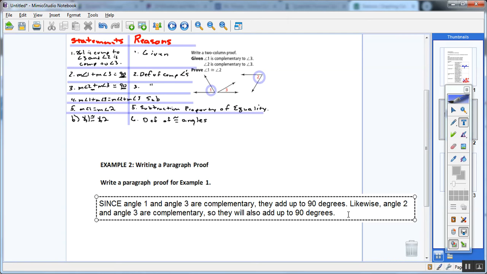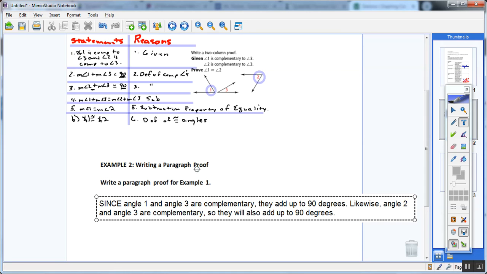So now, kids, you're basically just taking this 2-column proof and putting it into words, all right? So we've kind of said they're complementary. We've said angle 1 and angle 3 add up to 90, angle 2 and angle 3 add up to 90. So our next sentence would really be line number 4. How would you turn number 4 into a sentence up there? You could say, since both sums are equal to 90 degrees, the two sums must be what? Equal.